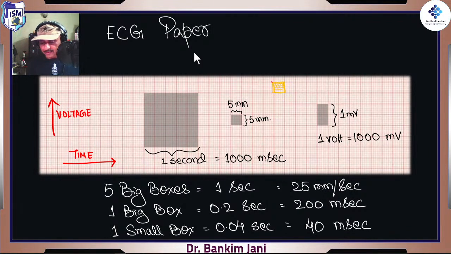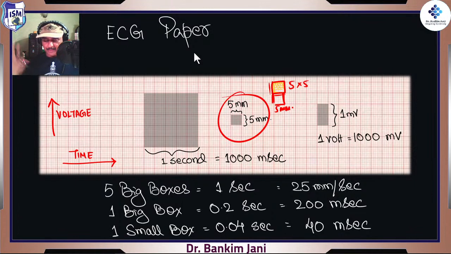This one big square, let me change the color. Yeah, now you can see it. One big square is 5 by 5 small squares. So 5 small squares here and 5 small squares here. That's how those 25 squares are inside. Now the size is 5 millimeter. So from this dark red line to the dark red line, it is 5 millimeter. So this is 5 by 5 millimeter.